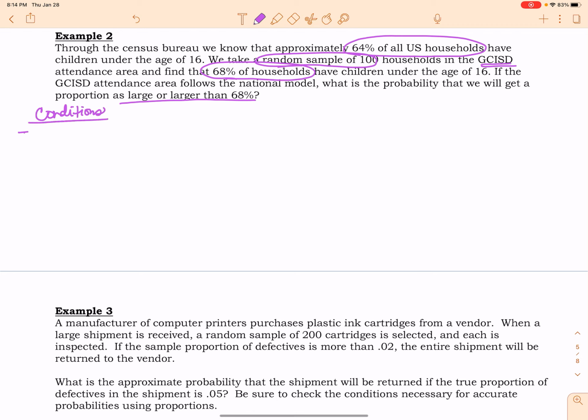So we've got 100 households in GCISD. We are told in the problem that it is a random sample. So a random sample of 100 GCISD households is given. There's a million different ways you could write that. You could say 100 households represent a simple random sample in GCISD. The sample that was taken from GCISD households is 100 and it was random. So many ways you can say that. It's reasonable to believe that these households are independent of one another.